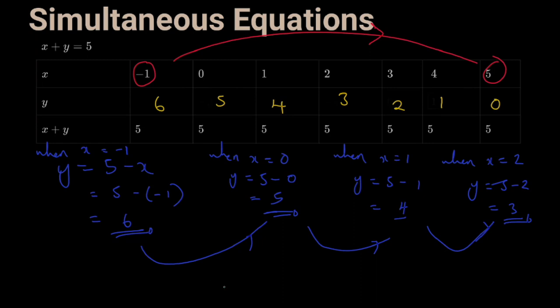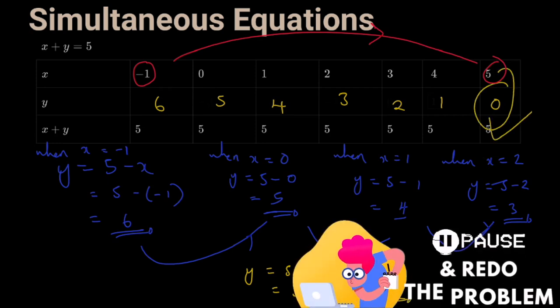So when x is equal to 5, you'd be having y equal to 5 minus x, which is 5 minus 5 here. Then you'll be having 0. So it means that our value, this one, is actually correct. That's exactly what we're looking for.